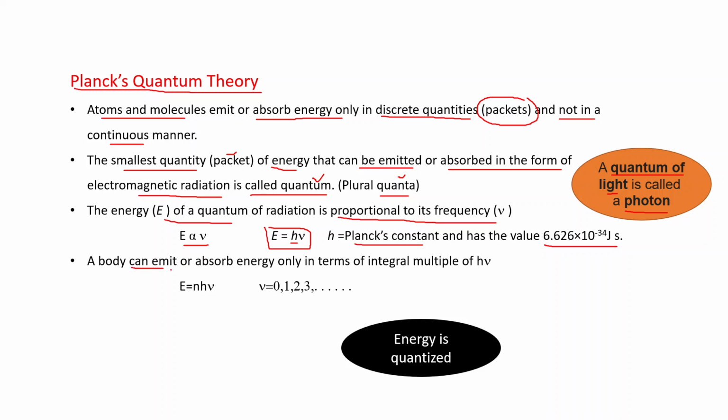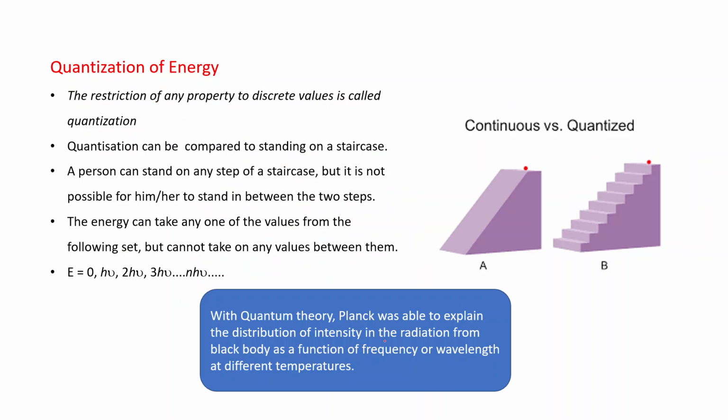A body can emit or absorb energy only in terms of integral multiples of h nu, that is, E equals n h nu, where n equals 0, 1, 2, 3 and so on. It means this energy is quantized. Now, what is the meaning of this quantization of energy? The restriction of any property to discrete values is called quantization.